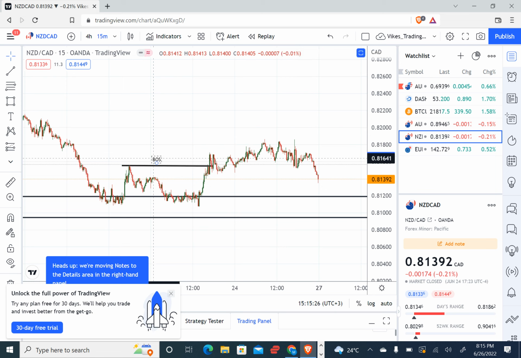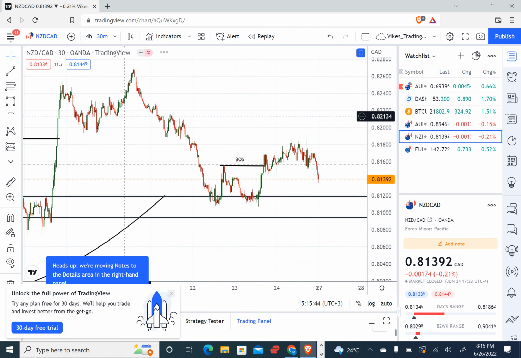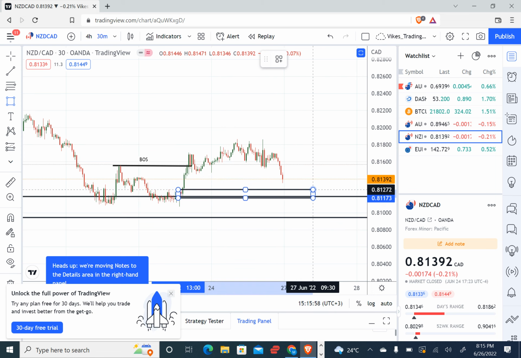Price prints a new higher high, which is this one. Then price has started coming back to retest our OBs. So let's look at the 30 minute. You can see in our 30 minute, we have this OB right here before an aggressive bullish move. So let's highlight that OB, order block.